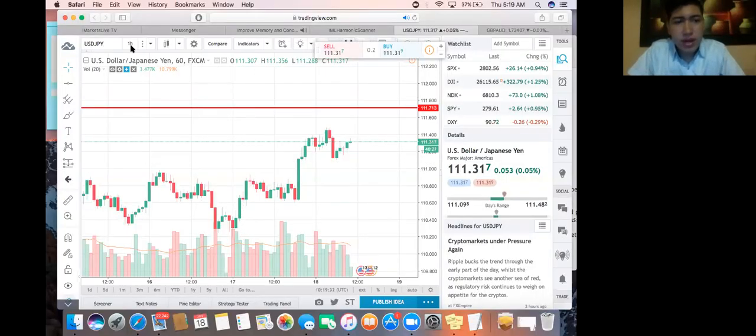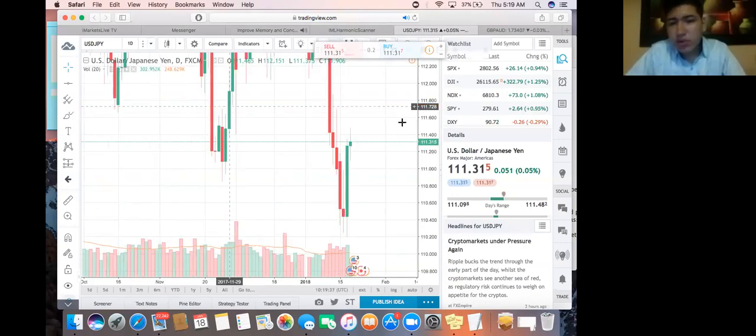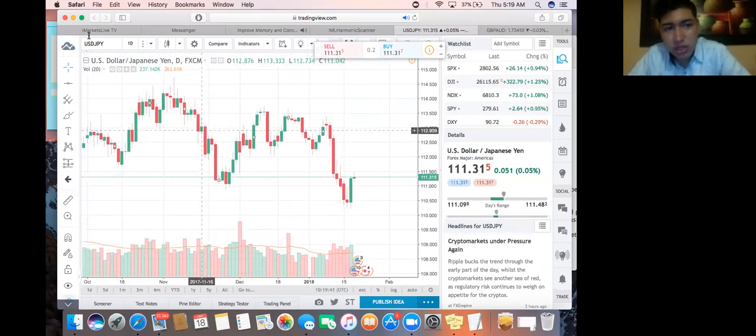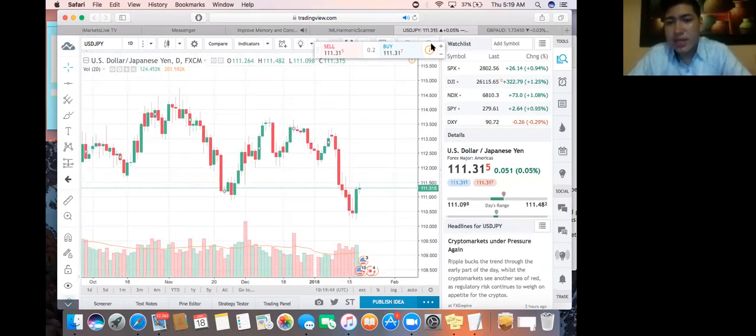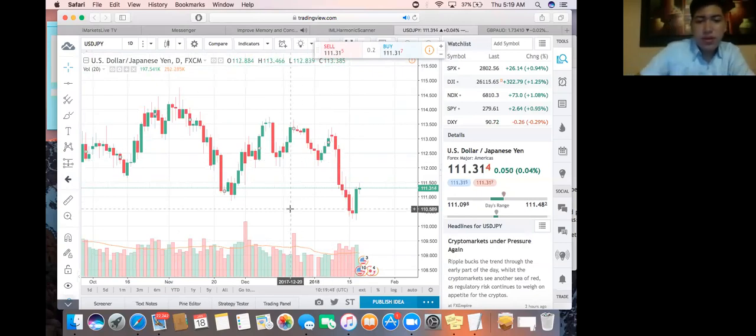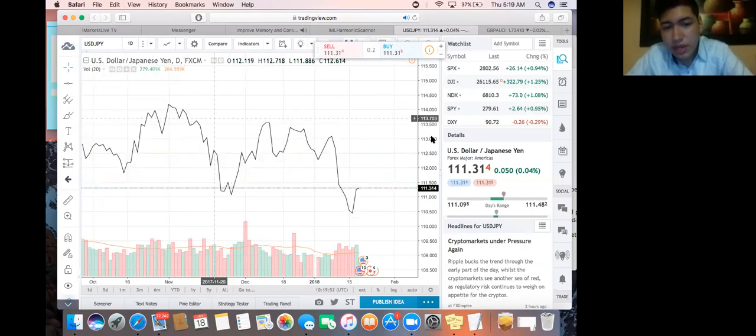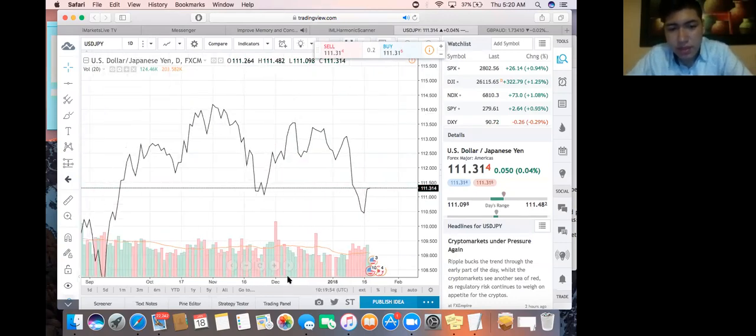Perfect. Okay, so right now they're asking me, how do you draw support and resistance levels? It's real simple. I'm going to go to the daily time frame on TradingView. I search my pair and go to the daily time frame. I'm not going to use candles. I'm going to use line. So I put this like this.